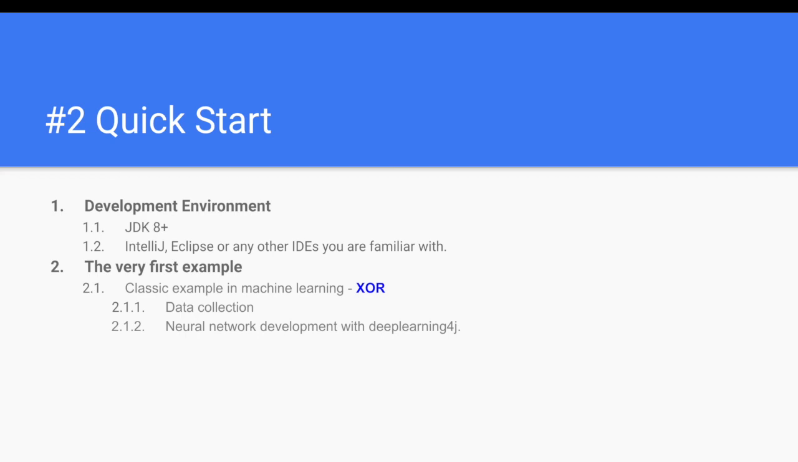So in this video, we are going to develop the very first example. I chose the very classic example in machine learning, XOR. XOR is a logical operation that outputs true only when inputs differ. So we will see how we can achieve it. Typically, we are going to do two things. One is the data collection. Another one is the actual code development with Deeplearning4J.